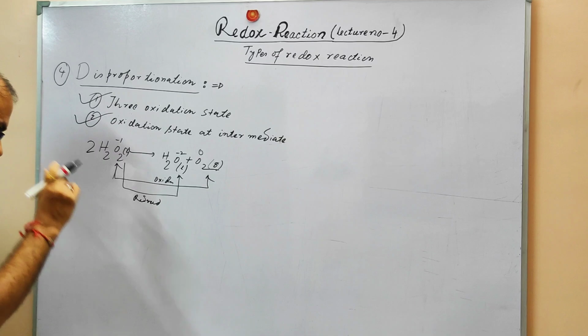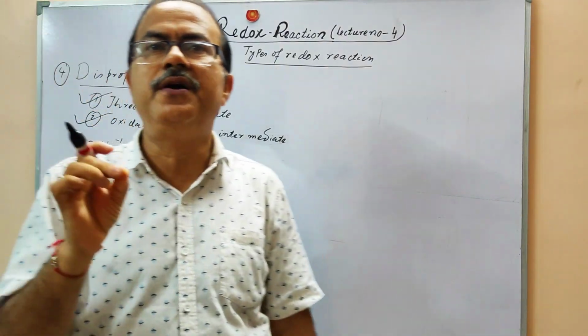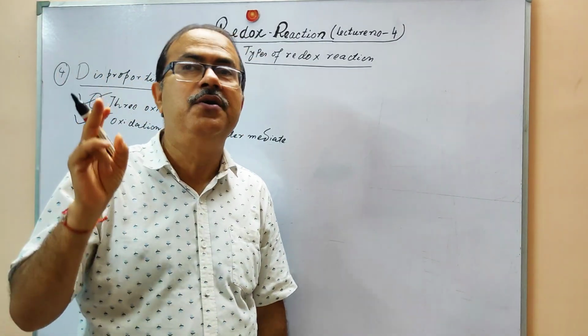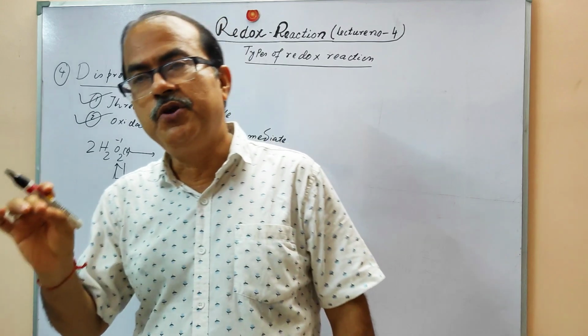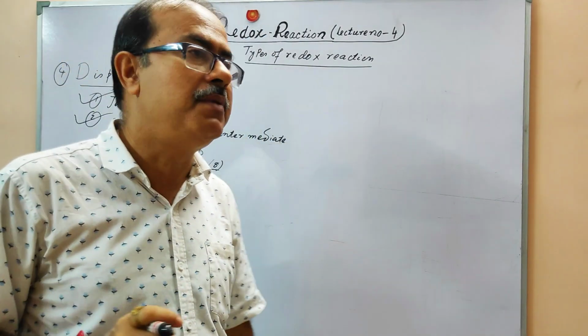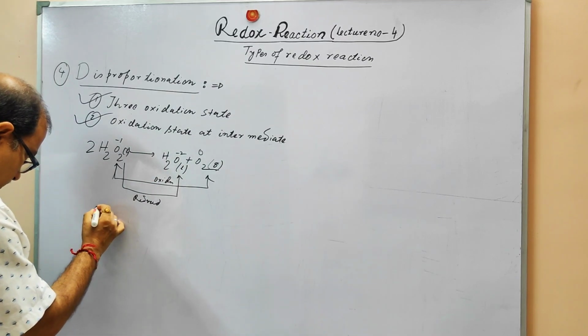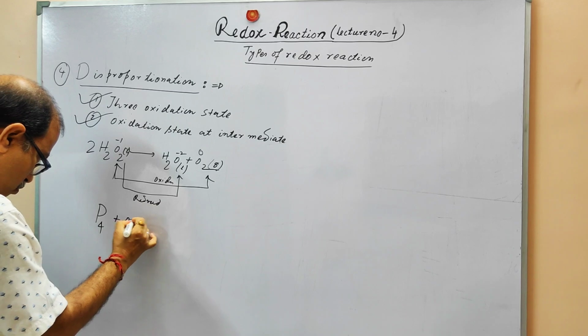This reaction is shown by phosphorus, sulfur, chlorine, bromine, and iodine. But fluorine cannot show this disproportionation reaction because it has only one oxidation state, that is -1. Another reaction that we are going to discuss is phosphorus, P4 plus OH.